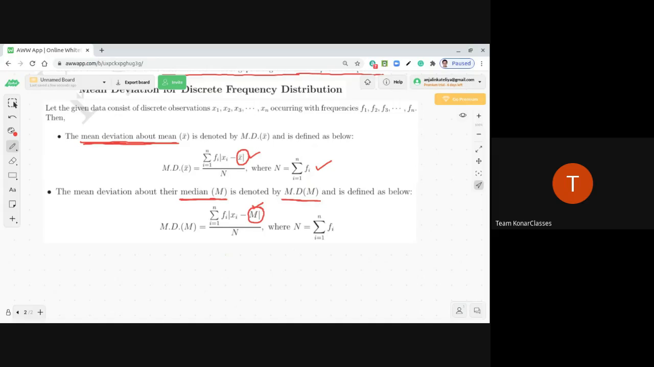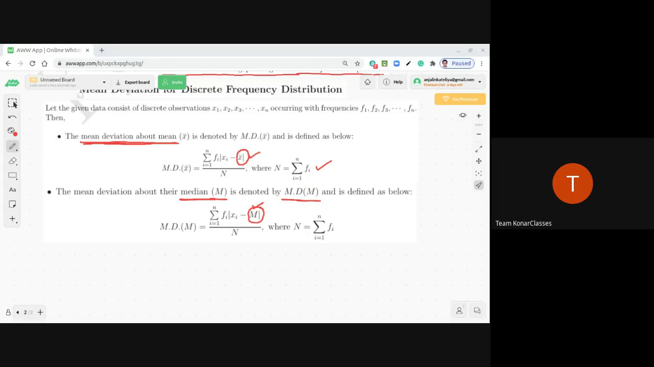We did the same in a similar manner for ungrouped data, both finding the mean deviation about the mean and about the median. Now, things will get very clear once we work with examples. So keeping this in mind, we are going to find the mean deviation about the mean for a discrete frequency distribution with the following data.